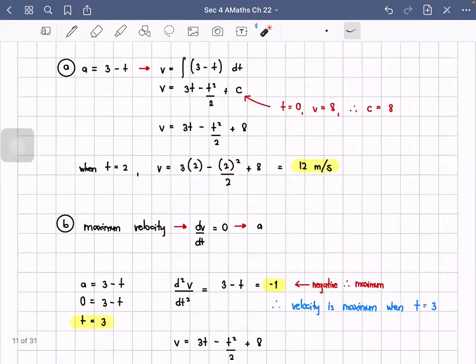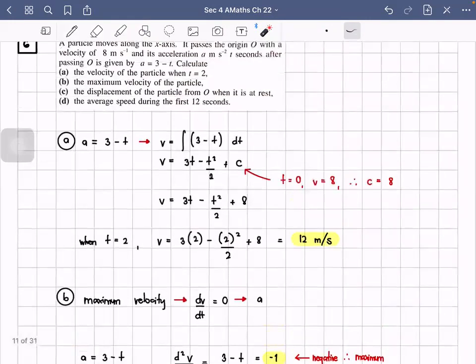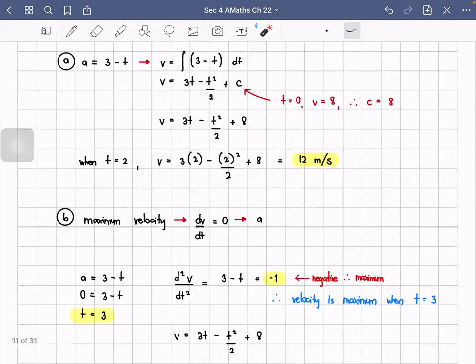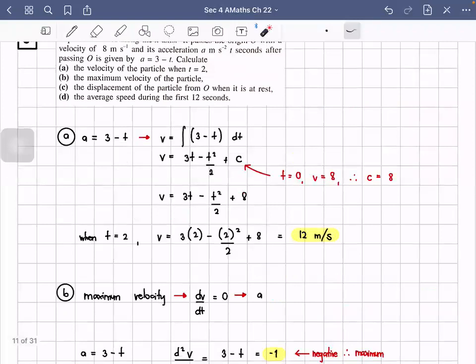Now, letter B is asking for the maximum velocity of the particle. Again, it has something to do with the maximum point and minimum point. If it's a maximum point, that means the derivative of the velocity is equal to 0.